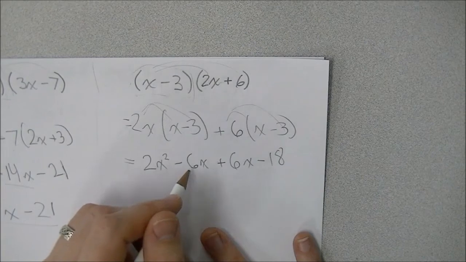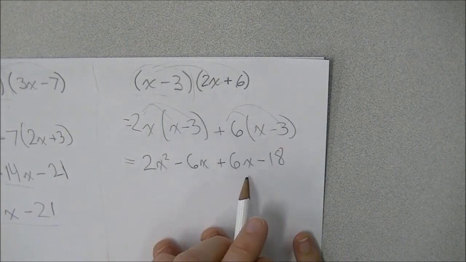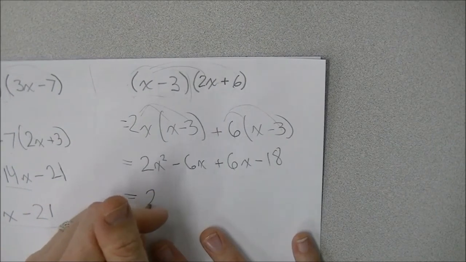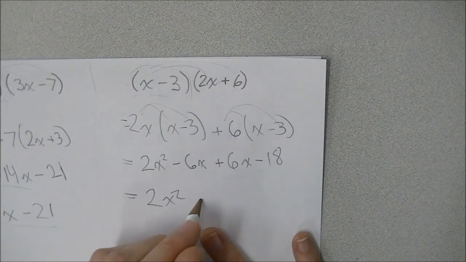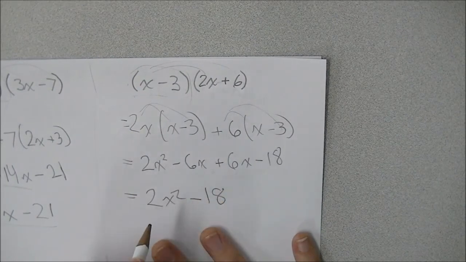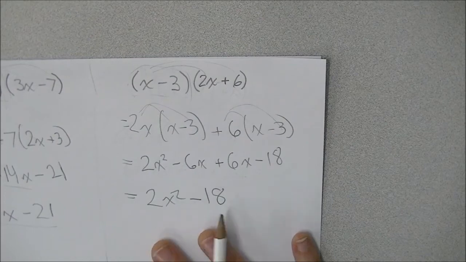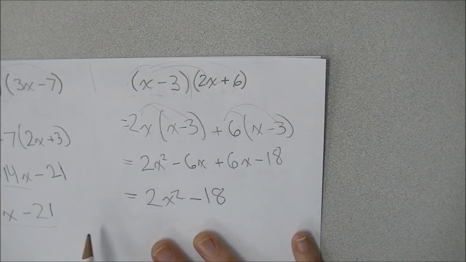Now collecting like terms, I have minus 6x and plus 6x. So I end up with 2x squared minus 18. Okay, and I could common factor out a 2 for those people who are looking at that, but I'm trying to expand here.